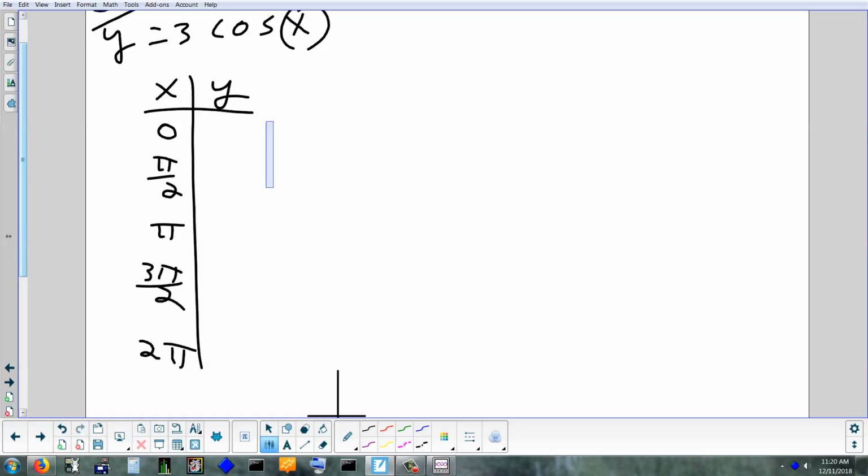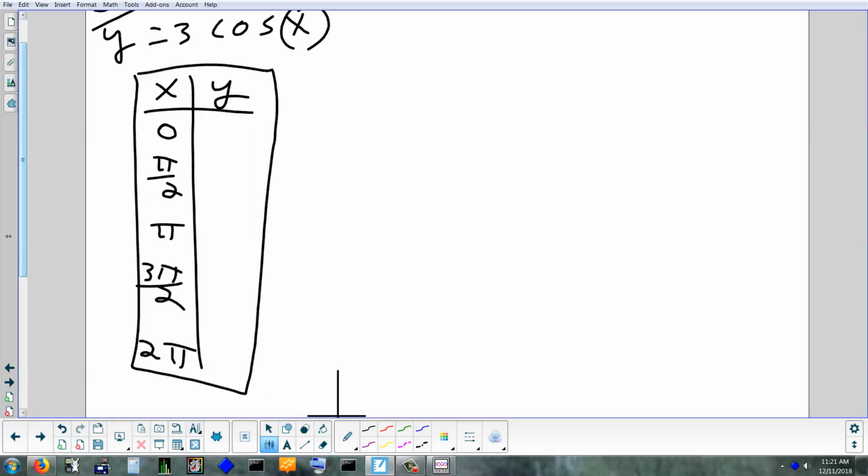My original values for cosine, we'll put those first. And then we'll fix them because we're going to triple them. Nathan, what are my original y values for cosine? 0.